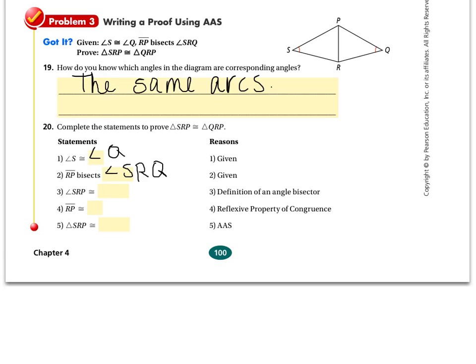So let's move on to number 3. Angle SRP is congruent to angle QRP through the definition of an angle bisector. And we remember an angle bisector cuts an angle into two equal halves. So angle SRP is congruent to angle QRP.